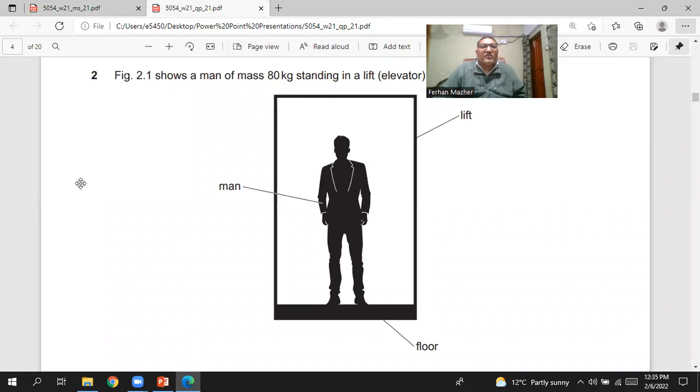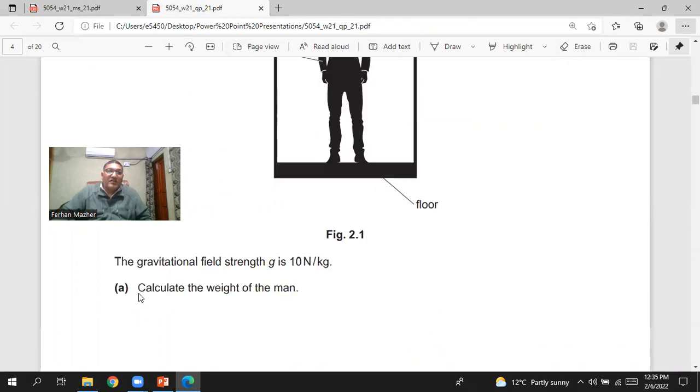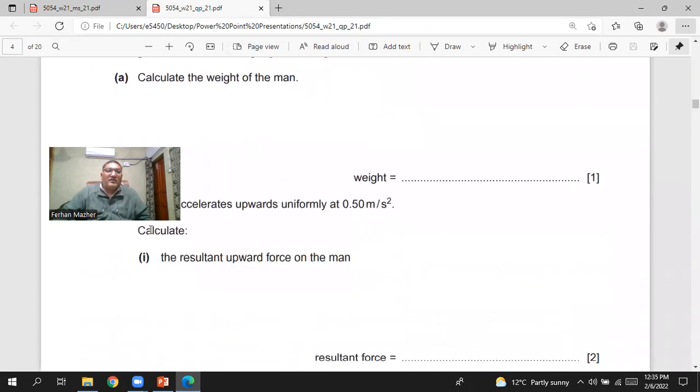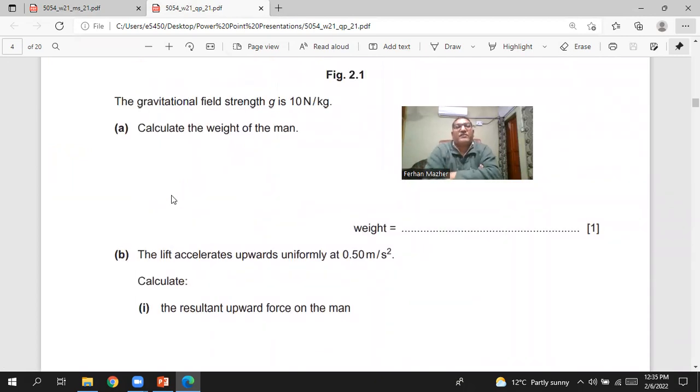Okay. So the next question coming up on your screen is figure 2.1. It shows a man of mass 80 kg standing in a lift, an elevator. He says the gravitational field strength g is 10 Newton per kg. Calculate the weight of the man. So we know the mass of the man, that's 80 kg. If you want to find out the weight, the formula for the weight is W equals mg. So very easily you can find the weight. Just use that formula.